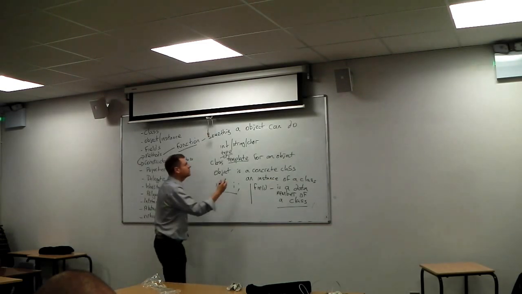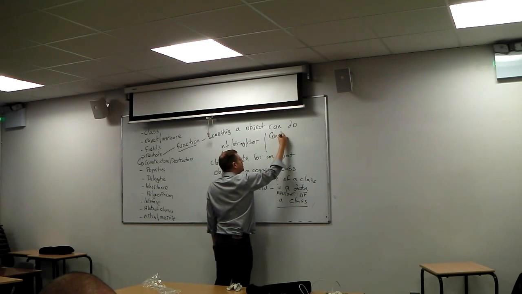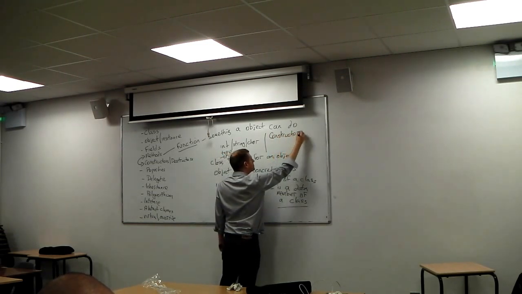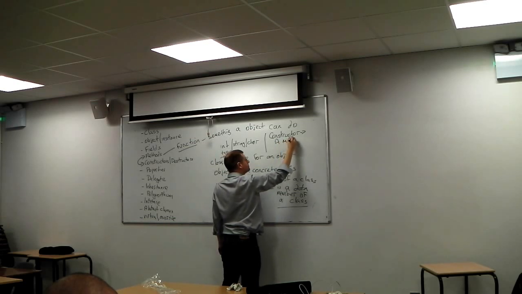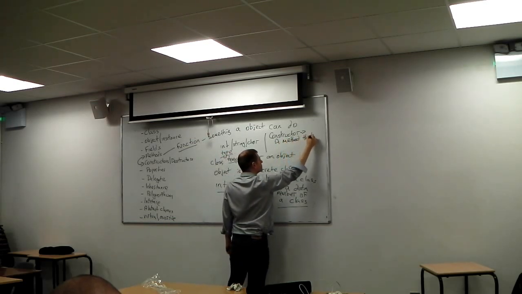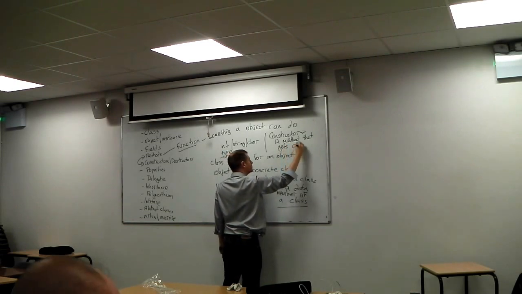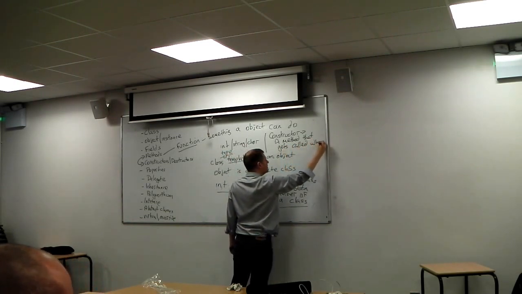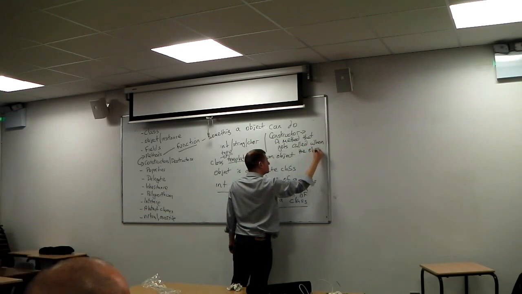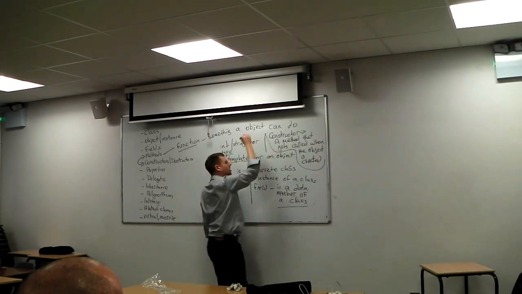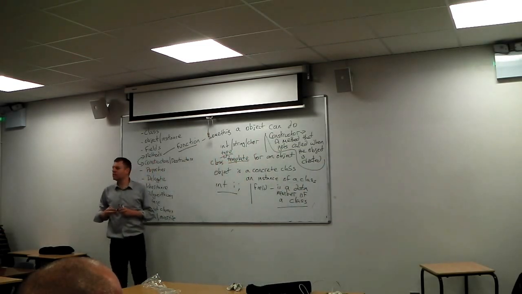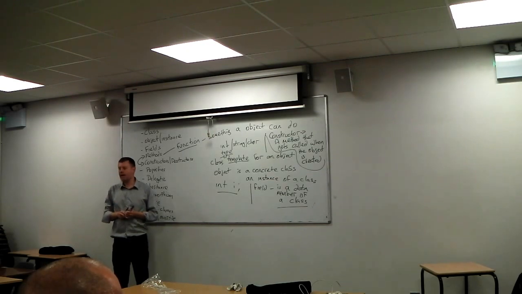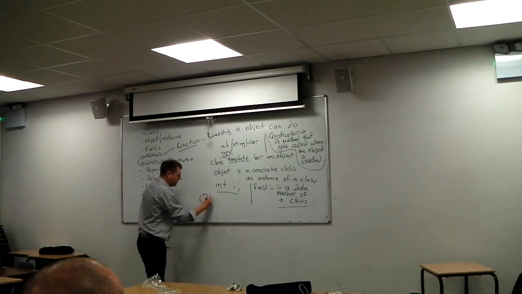Alright, so the constructor is just a method that gets called when the object is created. Alright, so a method that gets called when the object is created is called a constructor. Can you have more than one constructor? Yes, definitely. How would you have more than one constructor? You overload them, alright? Which leads us to another concept called overloading.